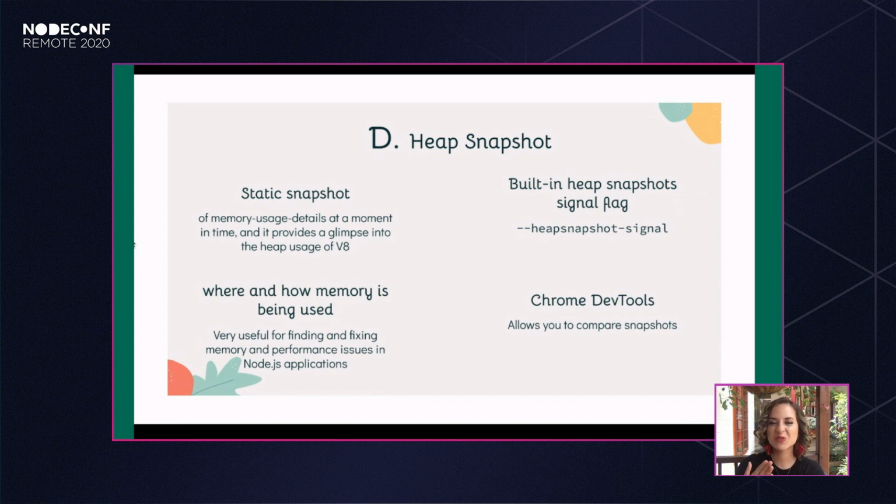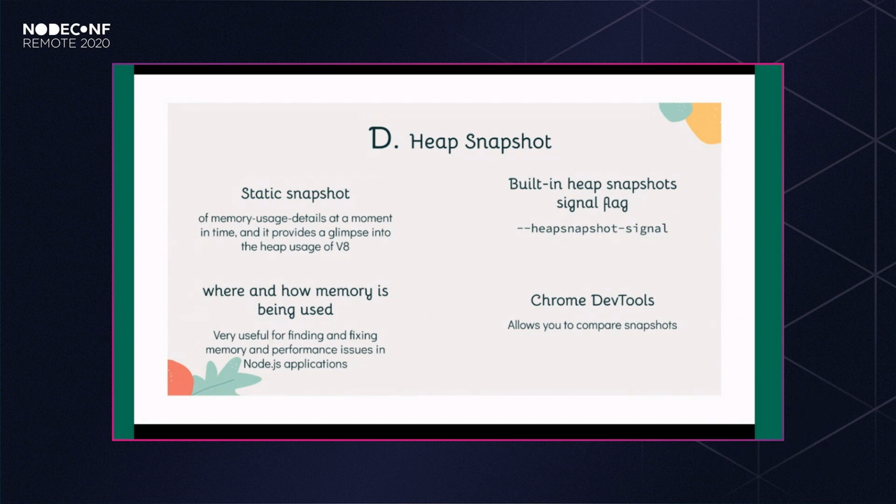Heap snapshots are very useful for finding and fixing performance issues in Node.js applications, especially memory leaks that sometimes are super hard to find. A few years ago, developers had to use the heapdump module to obtain heap snapshots. But today, we have a built-in flag, --heapsnapshot-signal, this one here. So you can set as many signals as you want.